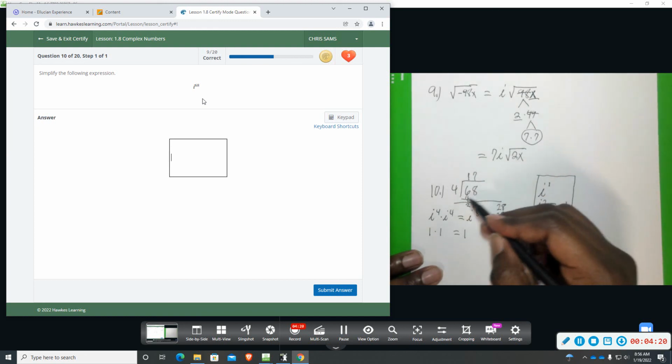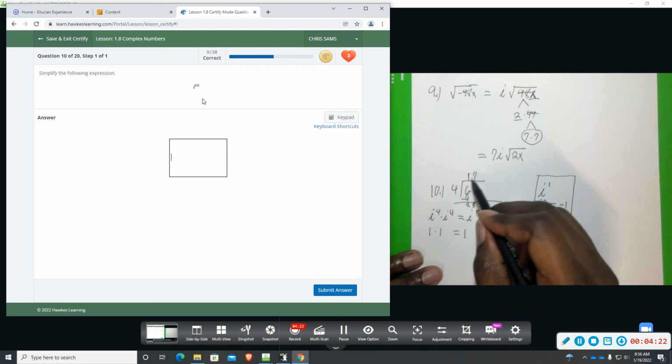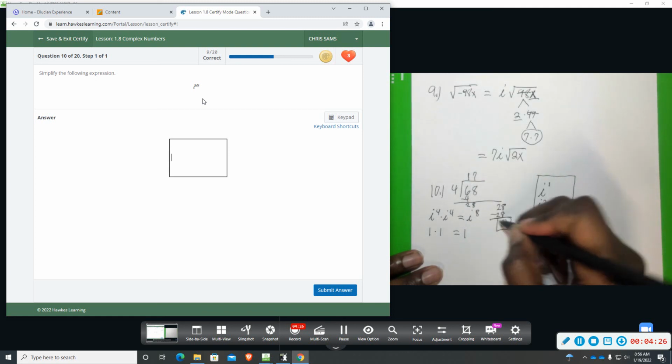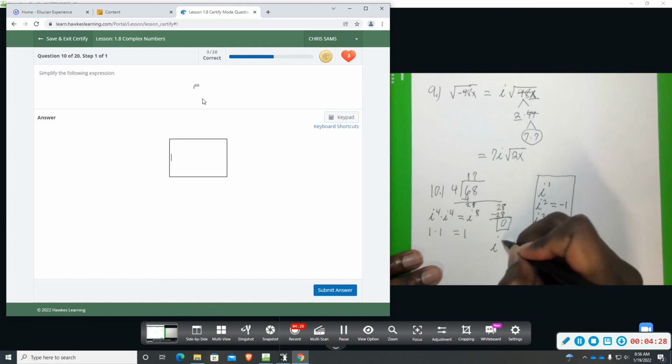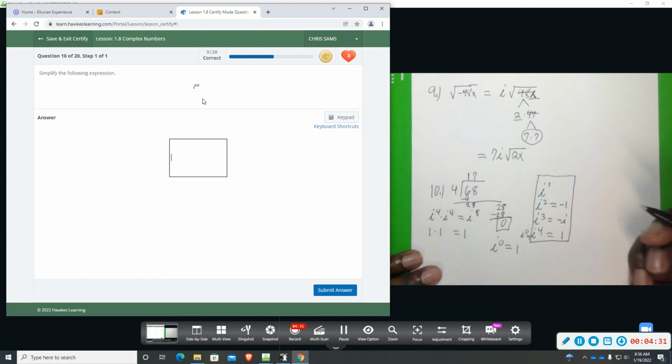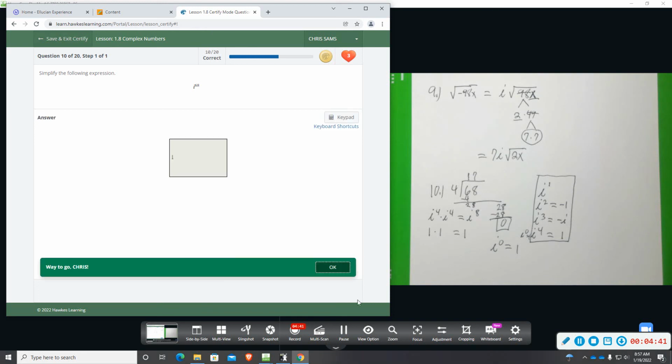But 4 goes into 68 17 times evenly. That 17 is not the focus. The remainder is the focus. We have 0, so you'll be looking at i to the 0 power. Anything to the 0 power is 1. So i to the 68 power is just equal to 1. Hopefully we'll see another one of those.